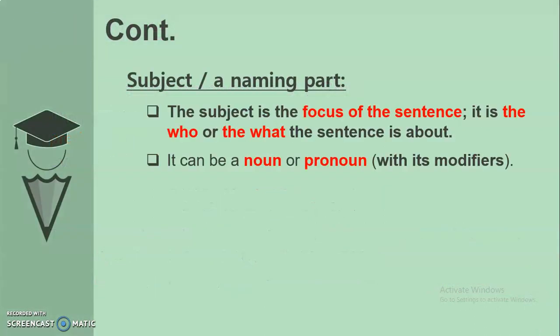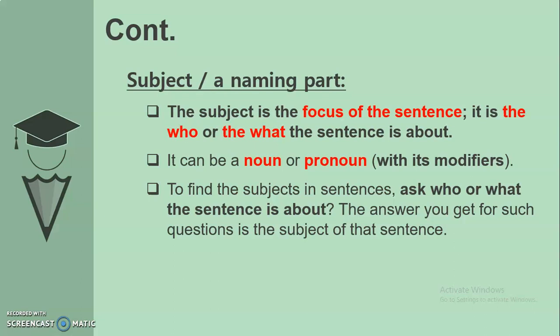Let's start with the first item. Subjects are a naming part. Sometimes we call it the naming part of a sentence. The subject is the focus of the sentence. It means it is the who or the what the sentence is about. It can be a noun or a pronoun with its modifiers. So if you're asked to find out subjects in a given sentence, ask yourself who or what the sentence is about. The answer you get for such questions is the subject of that sentence.